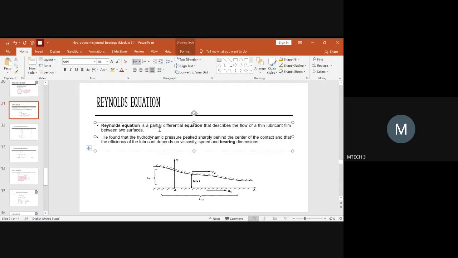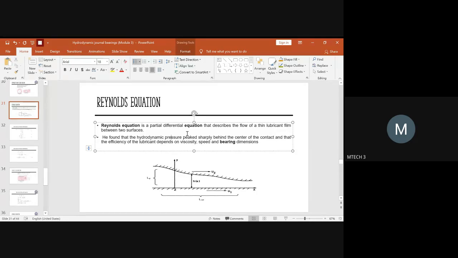Okay, so after deriving this mathematical model, he found out basically that the hydrodynamic pressure, which peaks at a particular value, will always be behind the center of the contact, and that the efficiency of the lubricant depends on viscosity, speed, and bearing dimension. Just don't crack your head more on it. What you have to understand is that the hydrodynamic pressure will be very sharp, and it has the highest peak value. It will be just behind the center of contact.